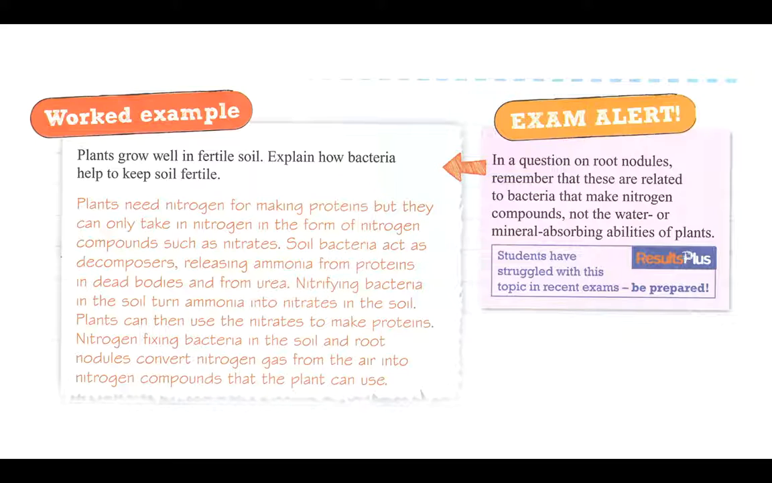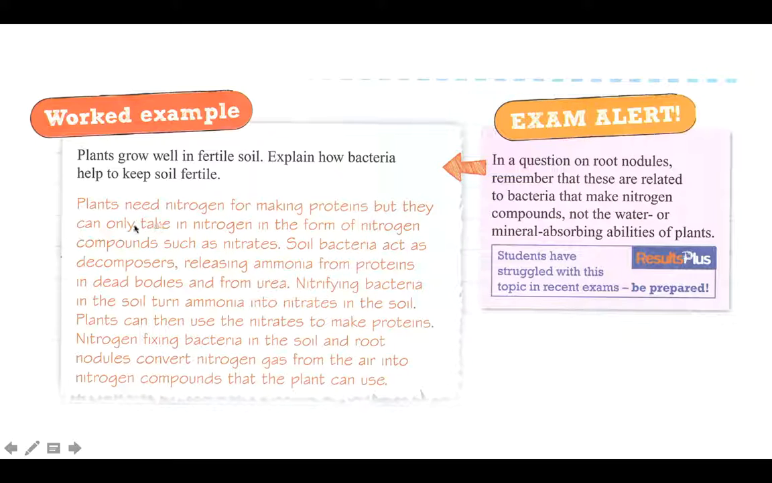Worked example, plants grow well in fertile soil. Explain how bacteria help to keep the soil fertile. It says on the exam alert on the right, in a question on root nodules, that's basically parts of a plant's roots where bacteria can be found. Remember that these are related to bacteria that make nitrogen compounds, not the water or mineral absorbing abilities of plants. So when we're talking about root nodules, we're talking about where the bacteria are found. That's what the bacteria do, not what the plant would do anyway.